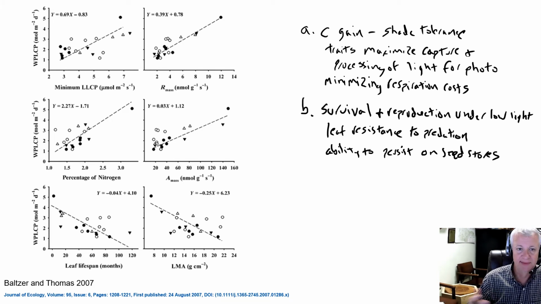And there's probably also some other traits related to allocation to different factors that allow survival and reproduction. And then the final, which is interesting, is that to some degree, some shade tolerance may be related to tolerance to competition.